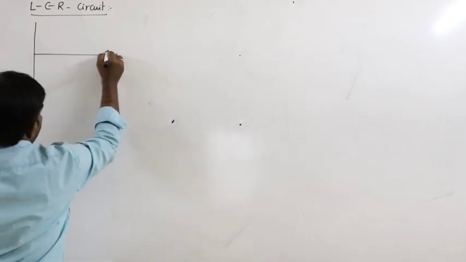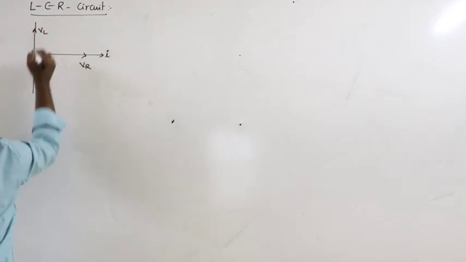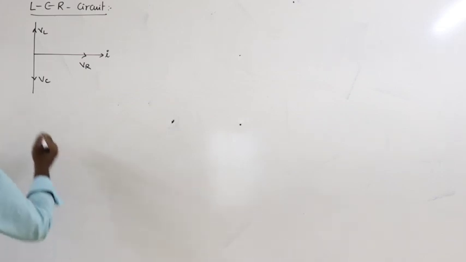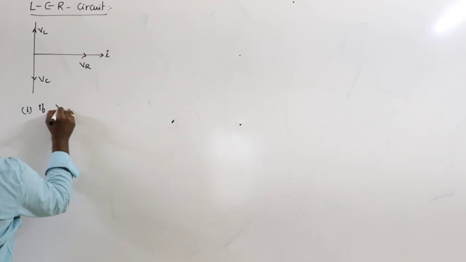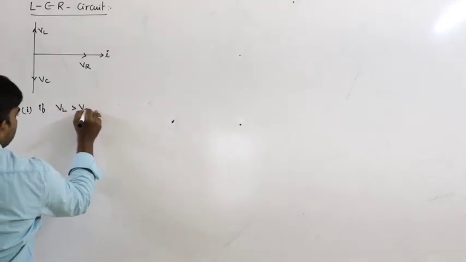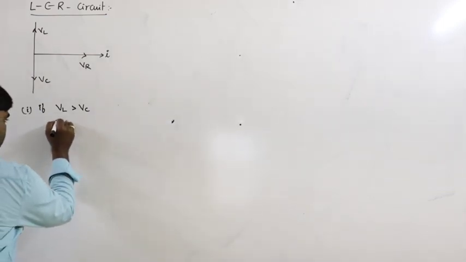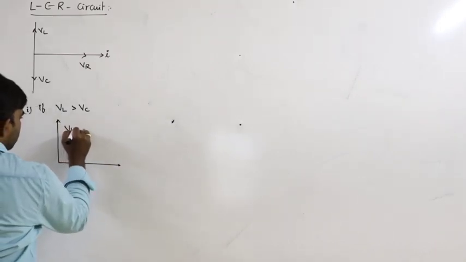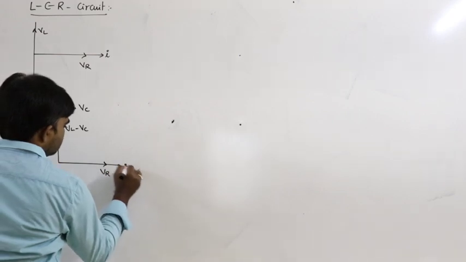So this is I and potential, this is VR, and it is VL and it is VC. So first case, if VL is greater than VC, then the phasor diagram becomes like this. So this is VL minus VC and it is VR and it is current.